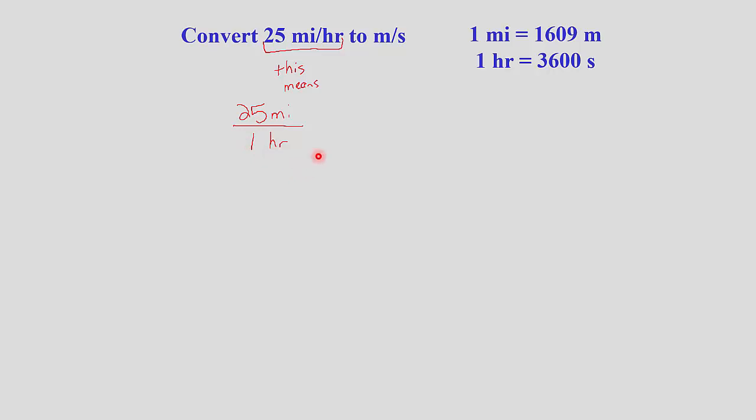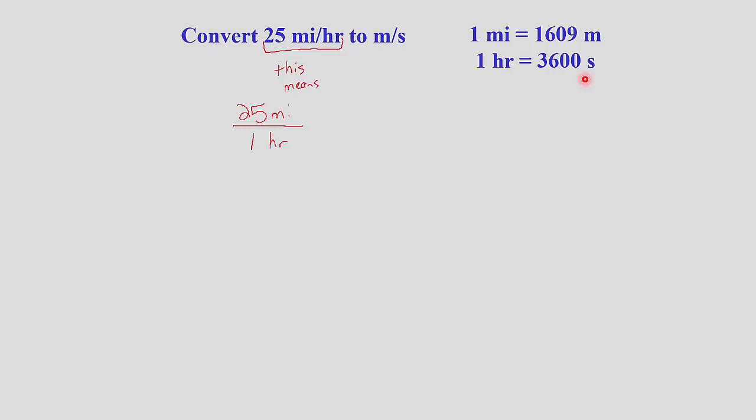And so I'm going to need to use two conversion factors. I'm going to need to go from miles to meters, and I'm given the conversion factor: 1 mile is 1,609 meters. And I'm also given the conversion factor that 1 hour is 3,600 seconds. If that one's not given, there's 60 seconds in a minute, 60 minutes in an hour. 60 times 60 gives you the 3,600 seconds in an hour.